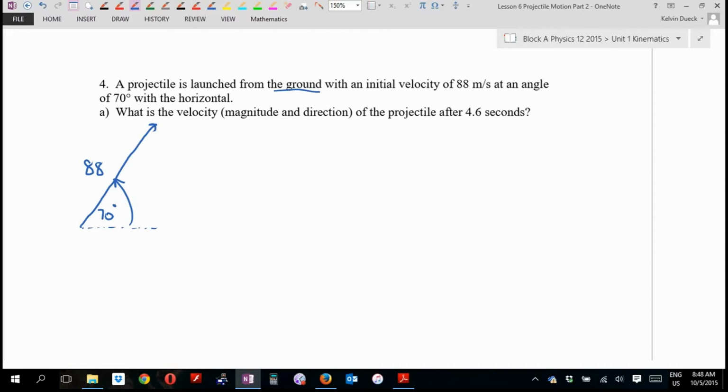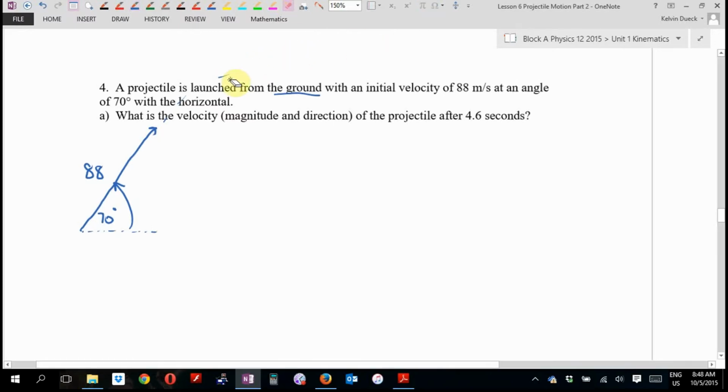But what's this question asking me to find? Can you read part A to me, Tyler? What is the velocity, magnitude, and direction of the projectile after 4.6 seconds? In other words, it's asking what the velocity is going to be, like right here, or maybe on the way up. I'm not sure. How am I going to do that? Well, let's start.